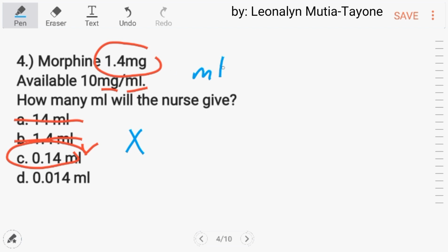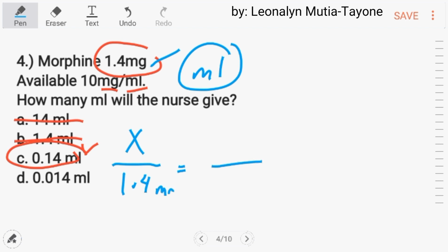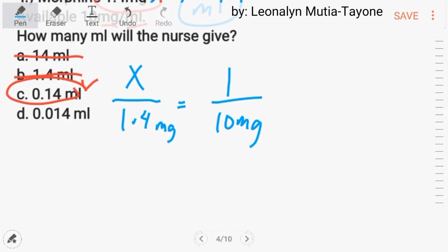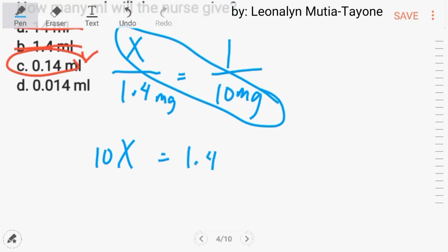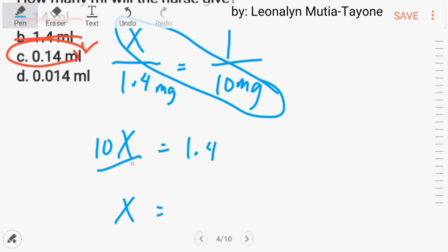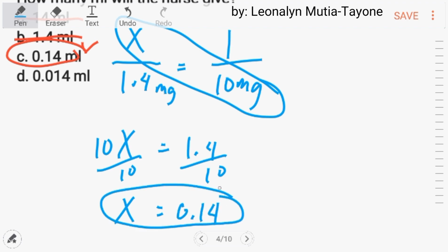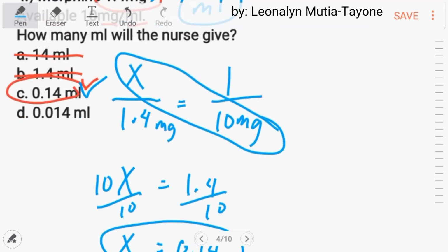Another way of solving this is ratio and proportion, or we will do cross multiplication. Let X be the ml that we are looking for, that we are going to administer to the patient, and the desired dose 1.4 milligram. And then that 1.4 milligram is to 10 milligram. 10 milligram is in 1 ml. Now we will cross multiply, that is 10x equals 1 times 1.4, and that is 1.4. To isolate x here, we have to divide both sides by 10. So 1.4 divided by 10, and that is 0.14. So the answer is 0.14.